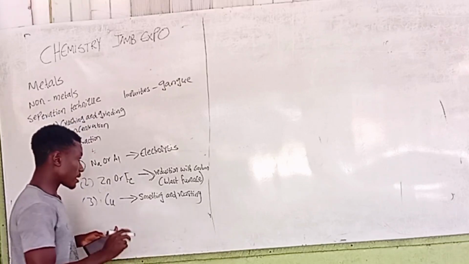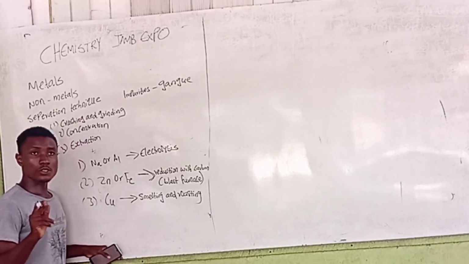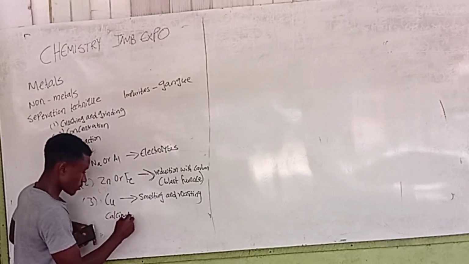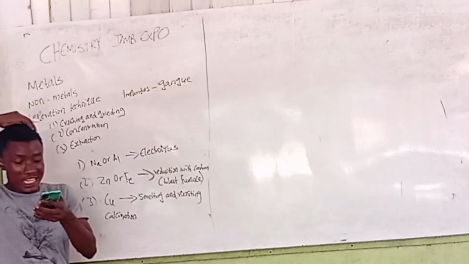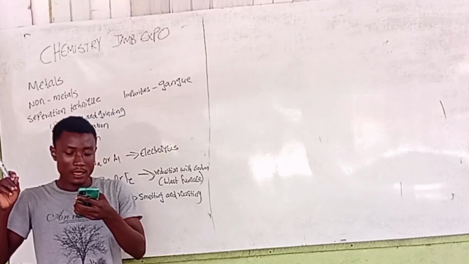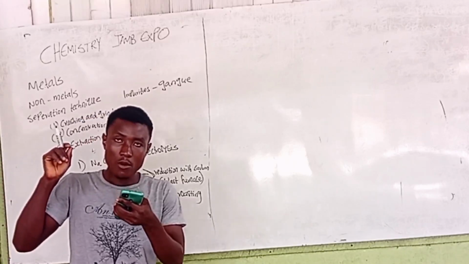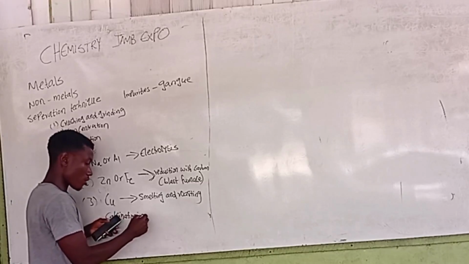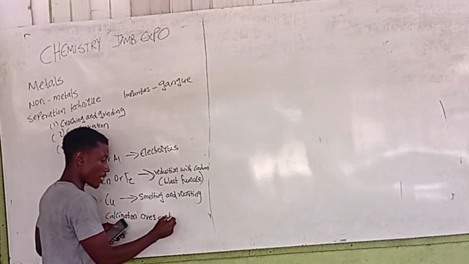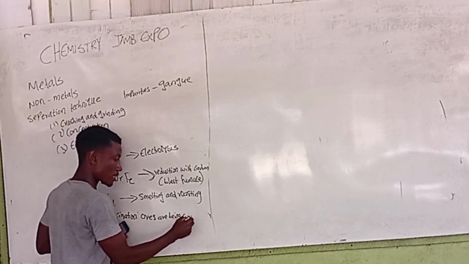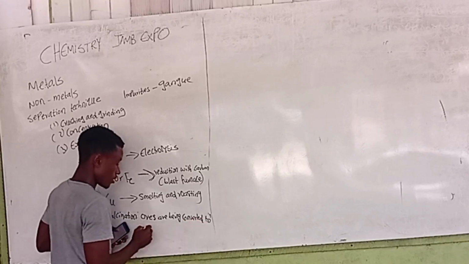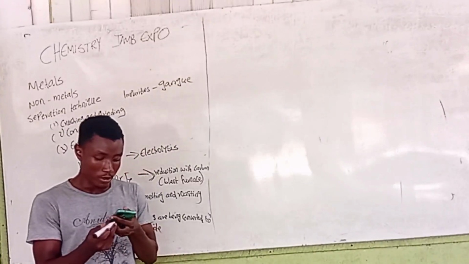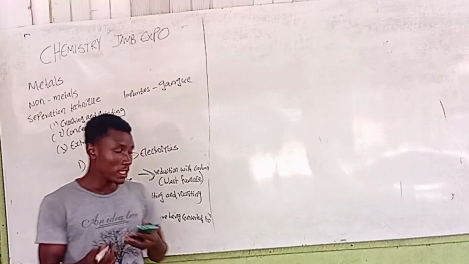Note, there's a concept that I want to introduce now, known as calcination. Calcination is a process whereby ores are being converted to oxide. So the process whereby ores are being converted to oxide is known as what? Calcination. So this is just how it is.